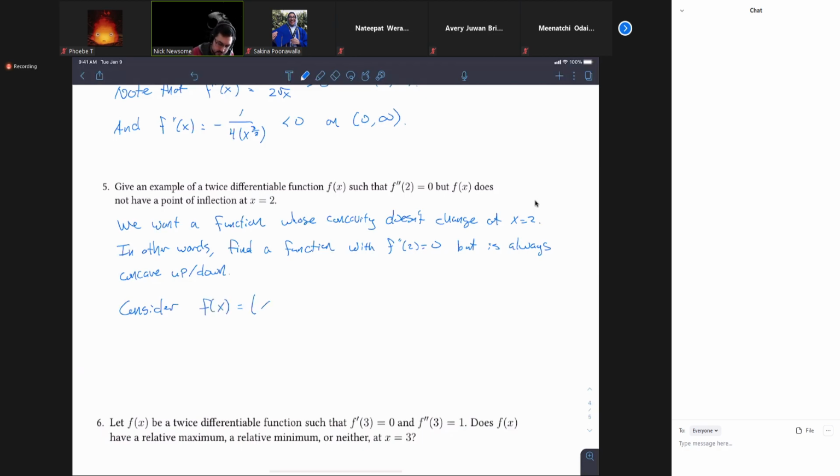So maybe a quote unquote bigger or wider parabola. And if you think just a little bit, look at the function (x minus 2) to the fourth. This is a wide parabola, okay, so it's always concave up. And if I take two derivatives, this x minus 2 is still going to be there because I haven't gotten rid of it yet. So I'm going to get 0.